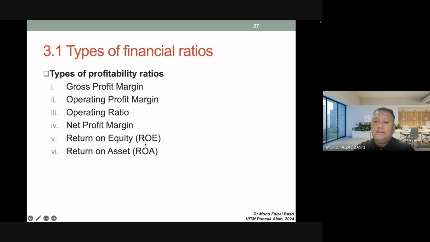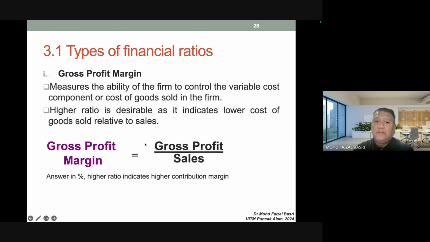Okay, now let's move, kita tengok satu-satu lah. Okay, so we start with gross profit margin. So gross profit margin is a measurement of ability of the firm, okay, to control the variable cost. Sebab dalam gross profit ni, dia punya cost dia adalah cost of goods sold. So cost of goods sold ni variable. Sebab apa? Sebab dia associate dengan the unit. Remember I bagi example tadi? The cost tu berubah mengikut unit.